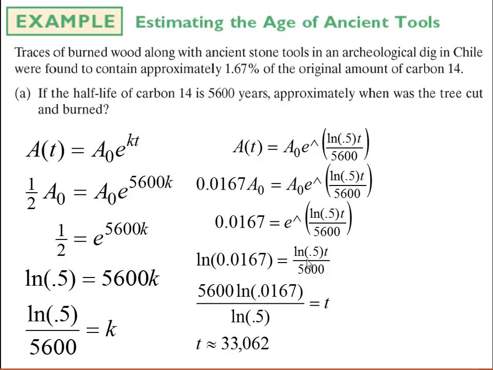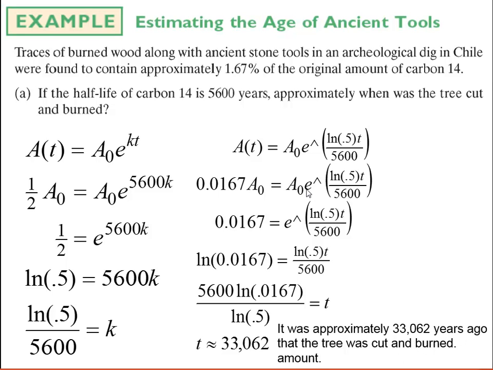So it was about 33,000 years ago when the tree was cut and burnt, so that now we have found it with 1.67% of the initial amount of carbon-14.